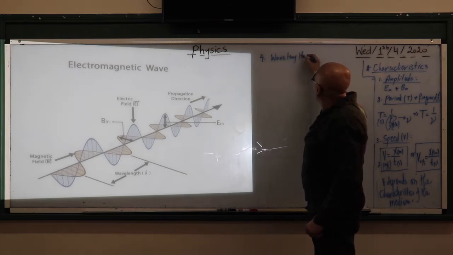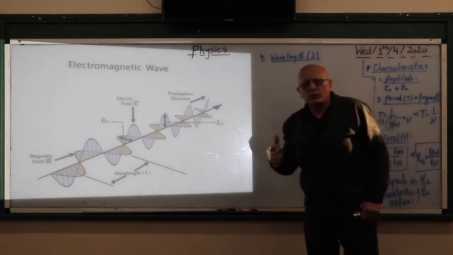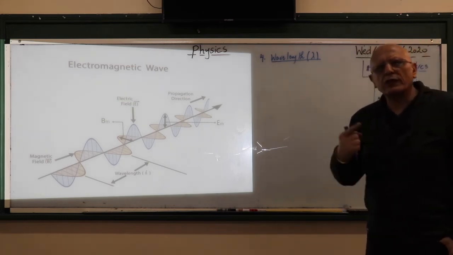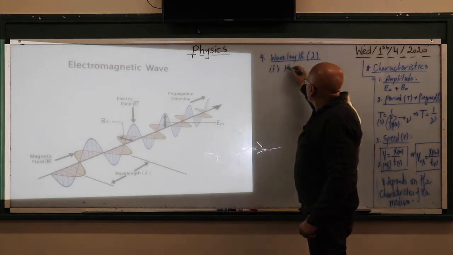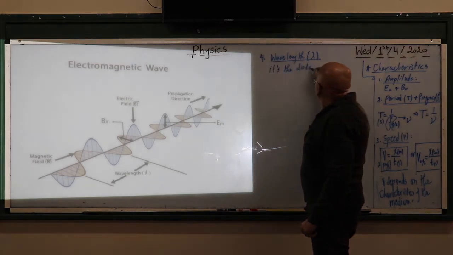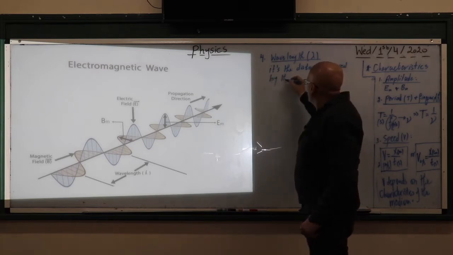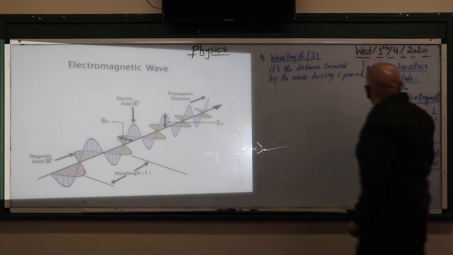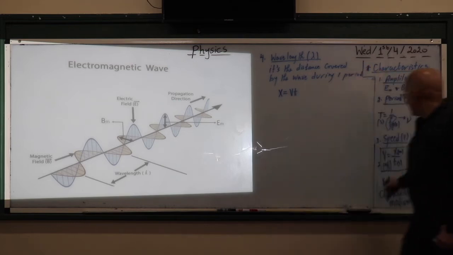The fourth property is wavelength, represented by lambda. Also, you know that the wavelength is the distance covered by the wave during one period. Okay? If you look at this formula, cross multiply, you get x equals Vt from this formula.